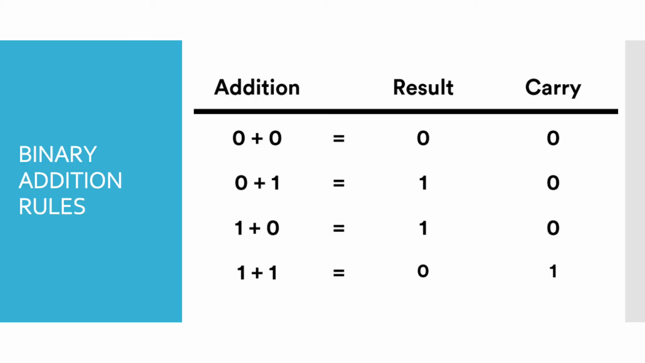Before we begin with binary addition, we have to understand few rules. There are four rules that we have to keep in mind, and the rules are 0 plus 0 is 0, 0 plus 1 is 1, 1 plus 0 is 1, and 1 plus 1 is 0 with a carry 1. We are not doing decimal addition, so we have to keep in mind this is binary addition, and the rules that we have to follow will be always fixed.